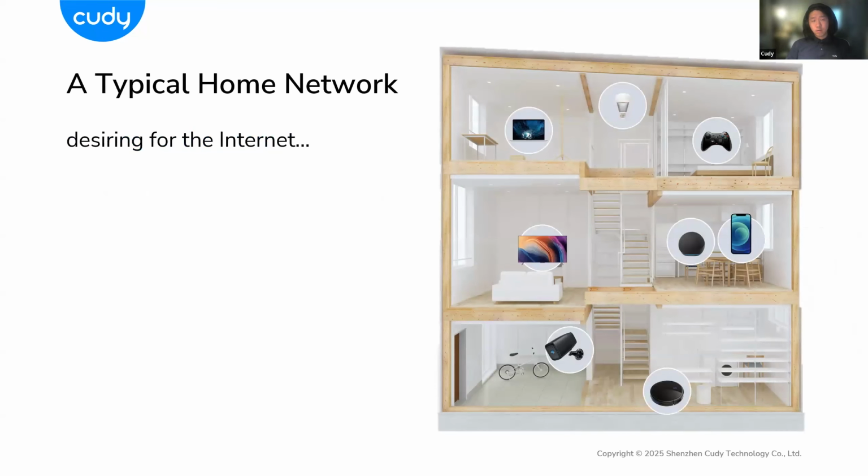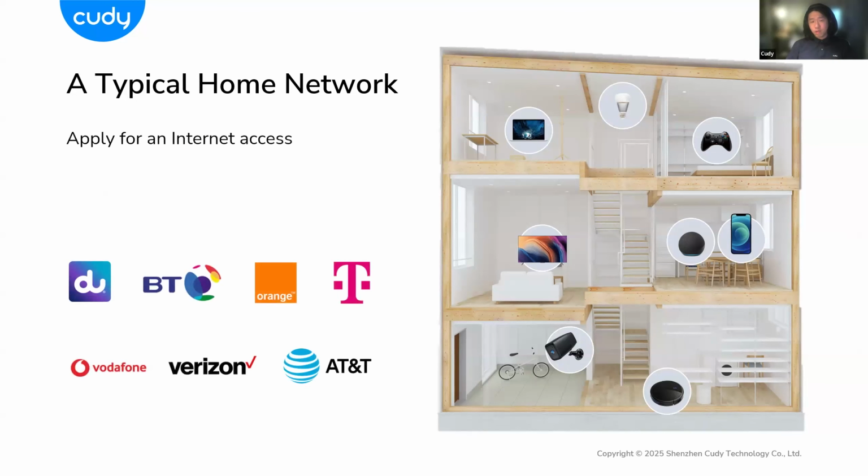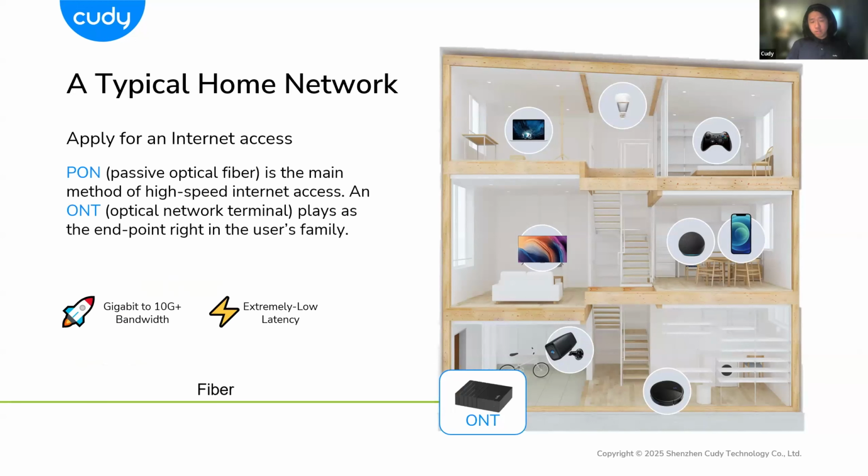Let's start with this task: connecting a typical home to the internet. Now we have a three-story house. First, we're going to apply for internet access from the service provider. They could be AT&T, Verizon, British Telecom, or any others. They give us an ONT, which is the network terminal for a fiber network. Fiber is becoming increasingly popular because of its high speed and low latency.